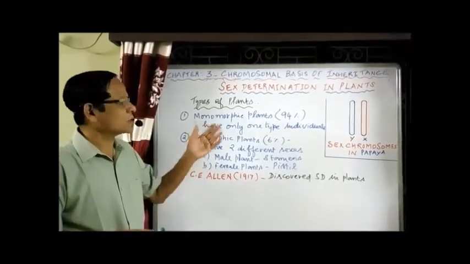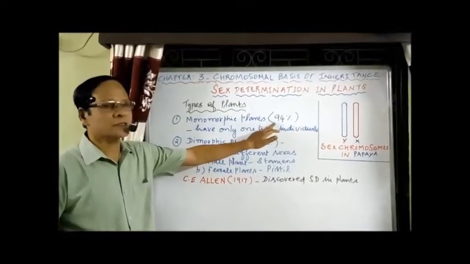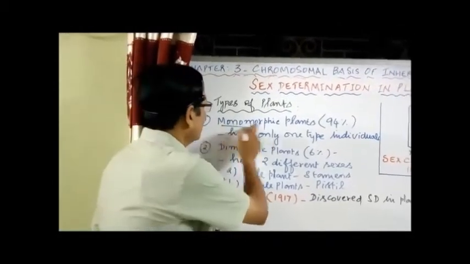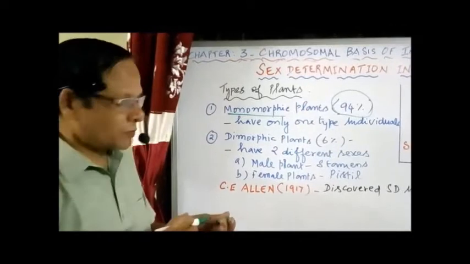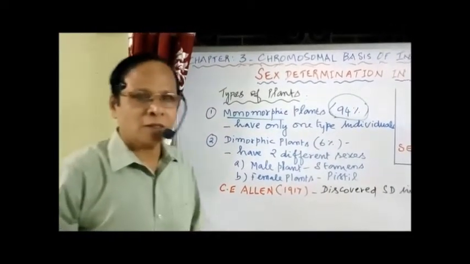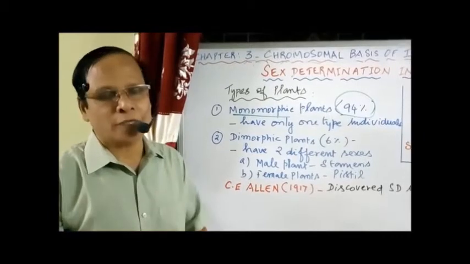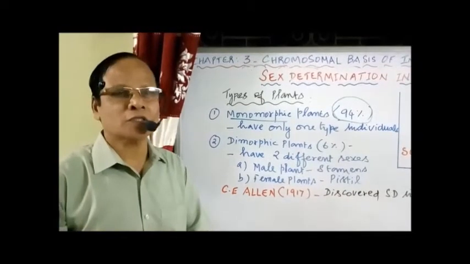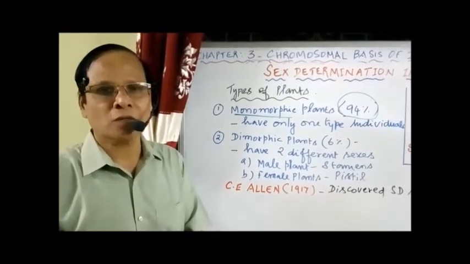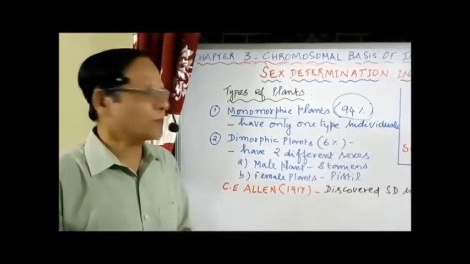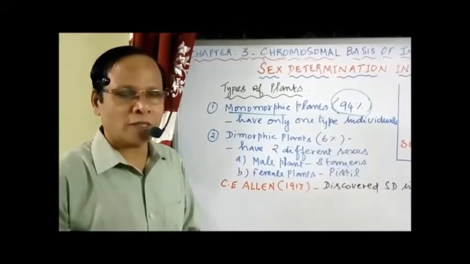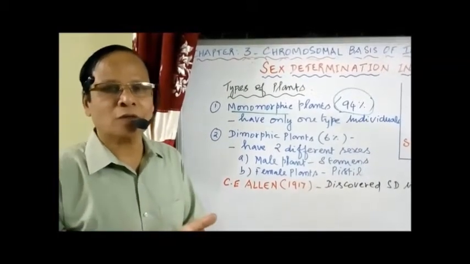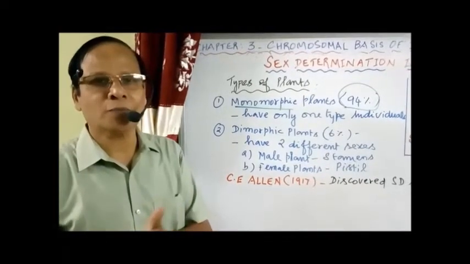Now if you are taking the flowering plants, nearly 94% of the flowering plants are monomorphic in nature. That means these plants produce only one type of individual. That individual produces a male sex organ named the stamens and the female sex organ called the pistil. Such plants are called monomorphic plants. They produce only one type of individual, which produces a male sex organ, the stamen, and a female sex organ, the pistil.